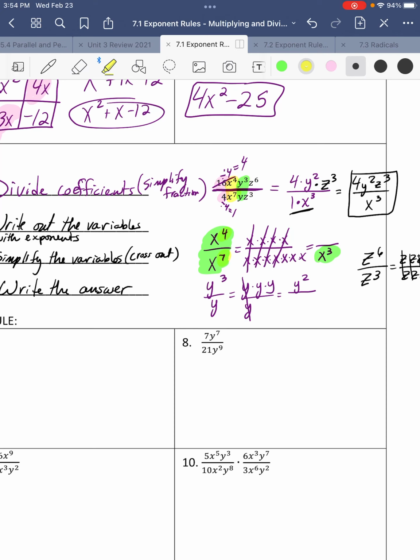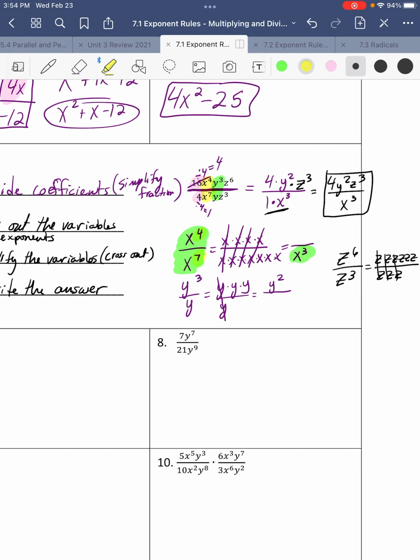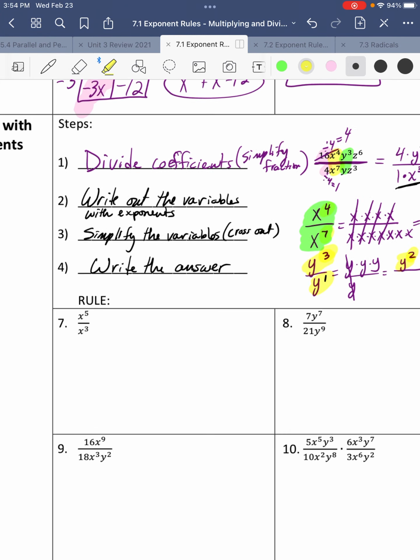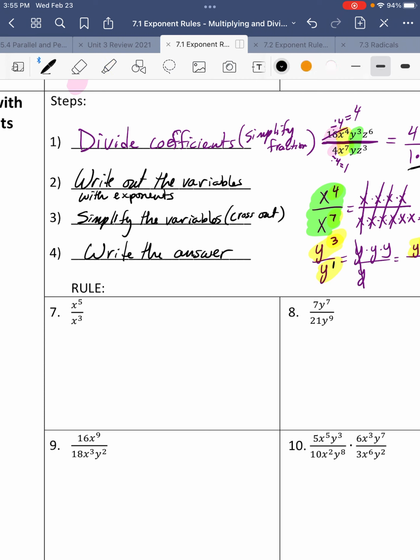So 7's the biggest, so 7 minus 4, so x to the 3rd is going to be left in the denominator. Where here we had y to the 3rd over y to the 1st. You're going to do 3 minus 1 is 2, and because the 3 is in the numerator, you're going to have y squared in the numerator. So your rule is subtract exponents when dividing.